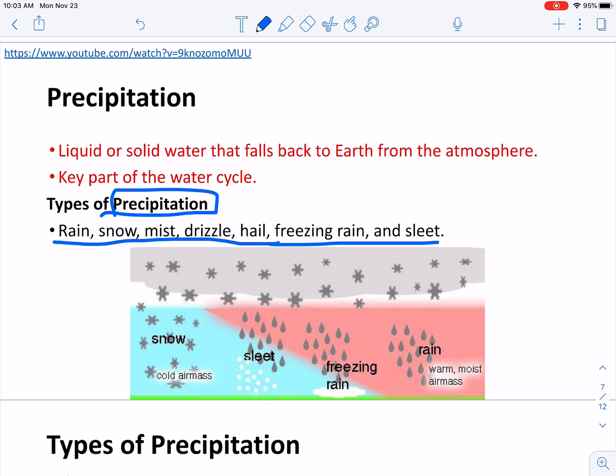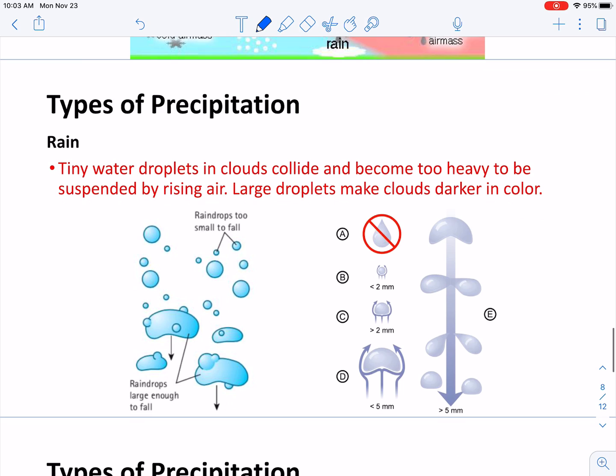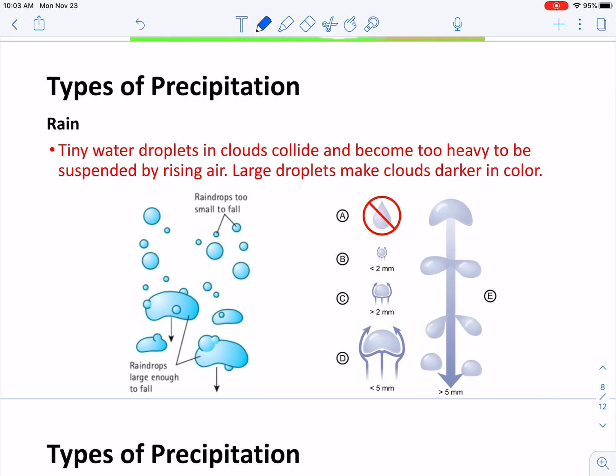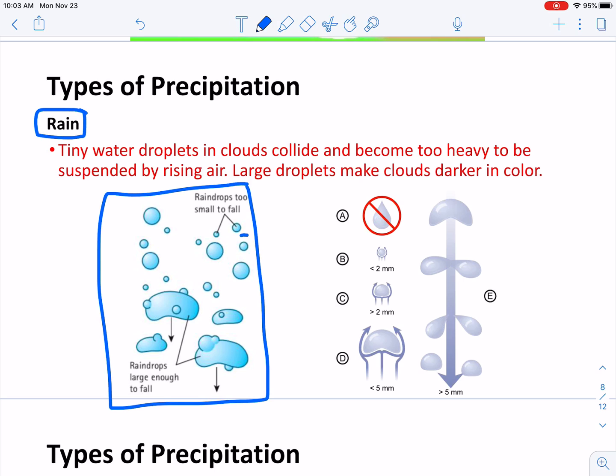And so I'll distinguish between 4 of these main ones, and I'll show a little video about each of them. So rain is the one we have all experienced. Tiny droplets are in the cloud. So again, remember, the cloud is already made of liquid droplets. They're just really, really small. Okay, so again, it's not water vapor. There's no condensation happening. That's already happened. The clouds are made of liquid.